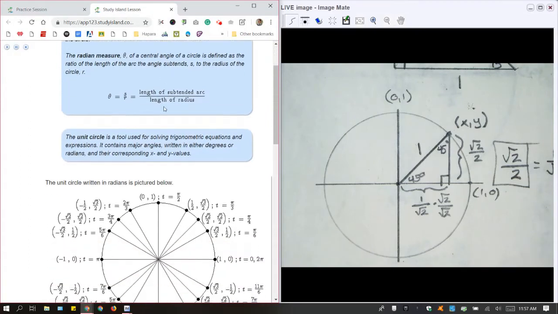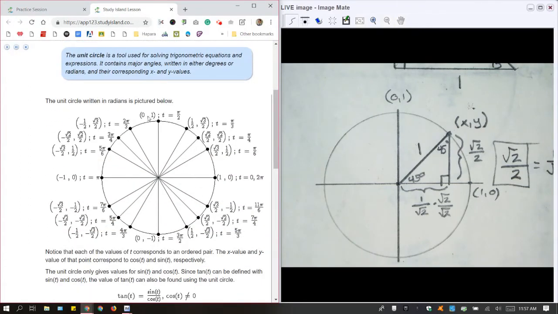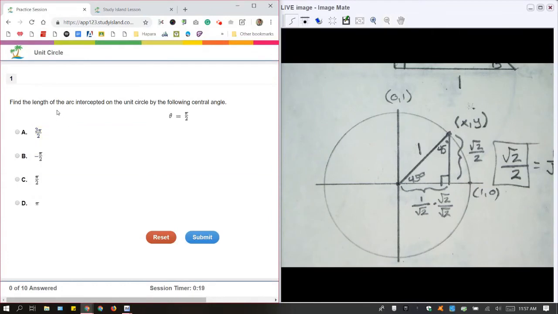Well, if we go to our unit circle here, where's pi over 2? It's right here, 0, 1, pi over 2. So when we're looking at this, find the length of the arc intercepted on the unit circle by the following central angle. What else is going to be the same there? Well, you've got pi over 2. It's already there. It's just pi over 2 and pi over 2. You don't have to do any conversions on that thinking. It literally just says the answer right there.